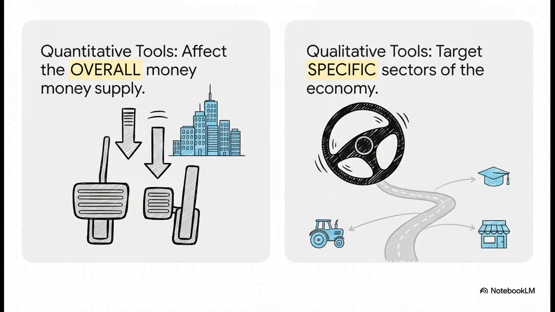They affect the overall amount of money in the system, either speeding up the whole economy or slowing it down. Then you have the qualitative tools. This is your steering wheel. It doesn't change the speed, but it lets the RBI steer credit and money towards specific parts of the economy that might need a little help.